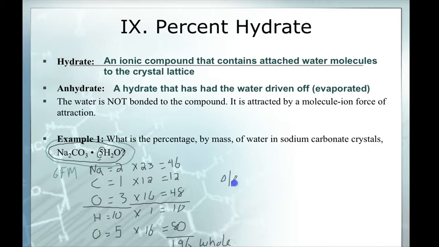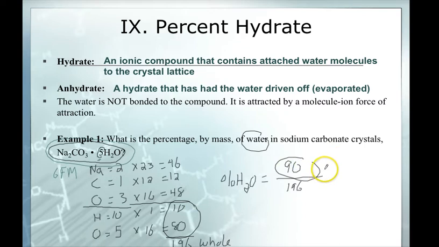So the percentage of water, we already have one number. We have the bottom number, that is 196. We have to figure out the part. Well, we're looking for the percentage of water. The water is this whole thing here, the 10 plus the 80, which is 90. So we would have to do 90 divided by 196 times 100, and that's going to give us approximately 46% water in this hydrate. That would mean that the remaining 54% represents the anhydrate.